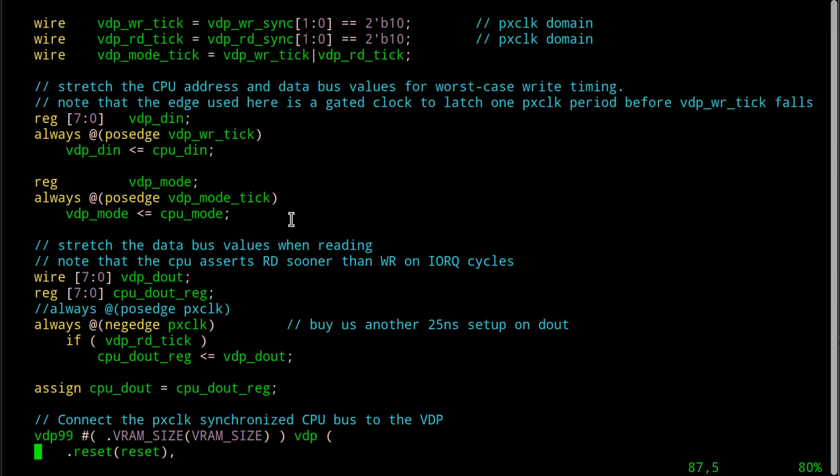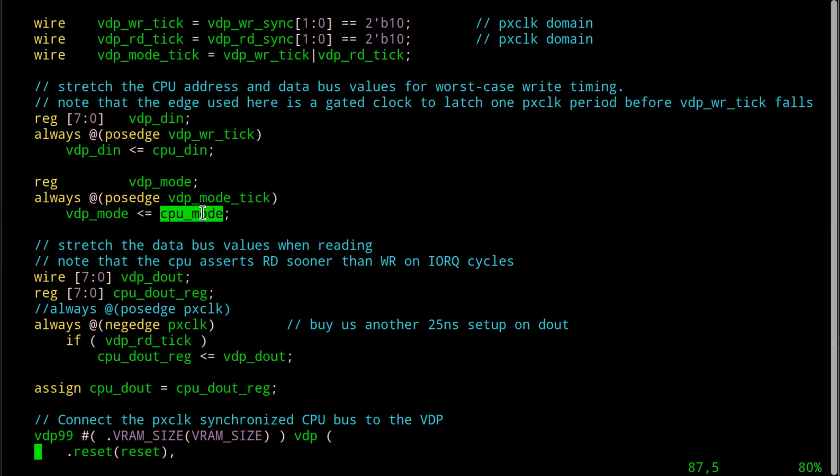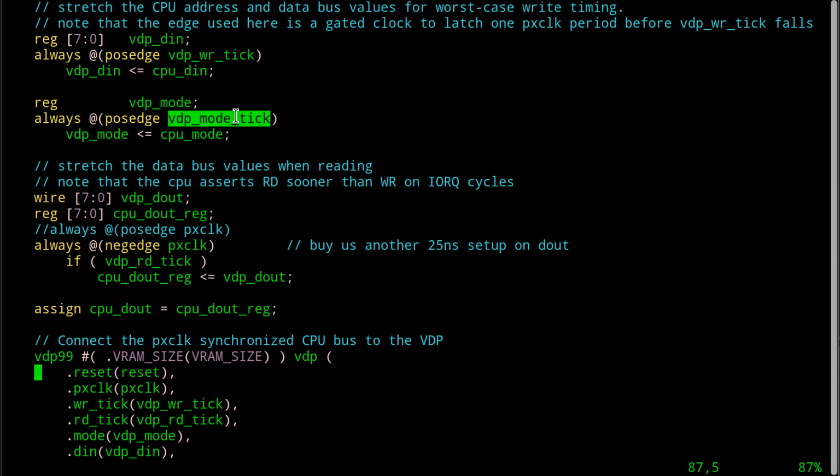Same thing, exactly the same thing happens for the mode. And the mode, remember, is the address. We need to remember whether they're talking to port 80 or 81 from the CPU. So you've got to remember what the address was and what the data we want to store. And we need to steal it while the getting's good.